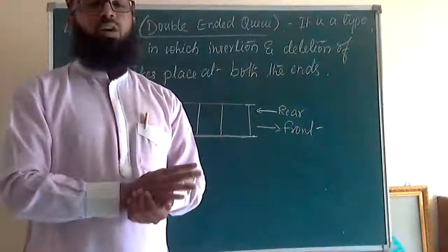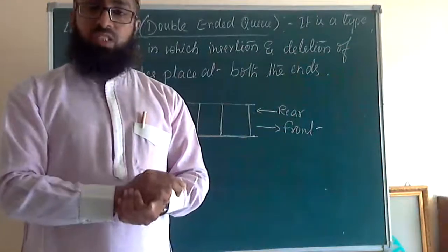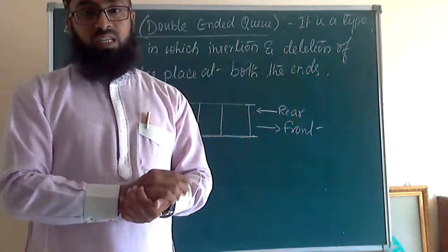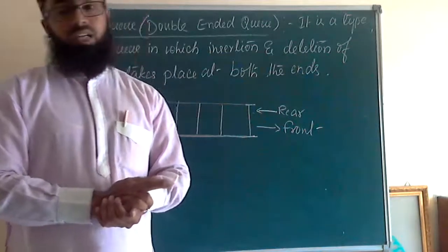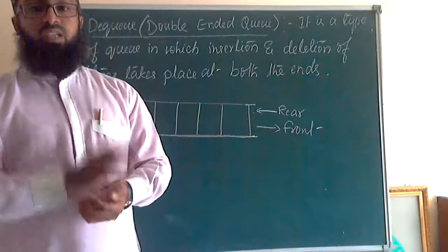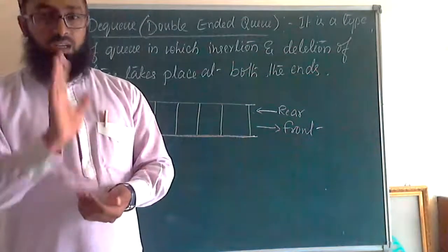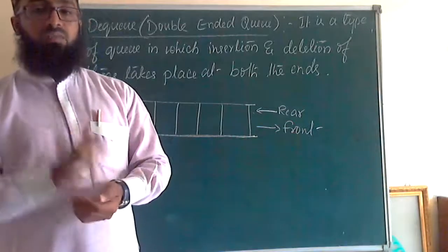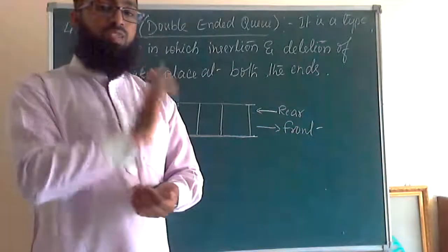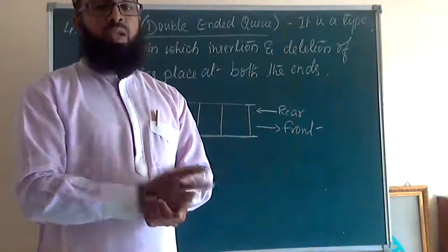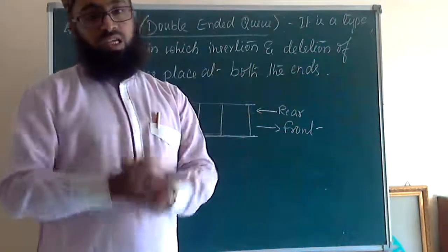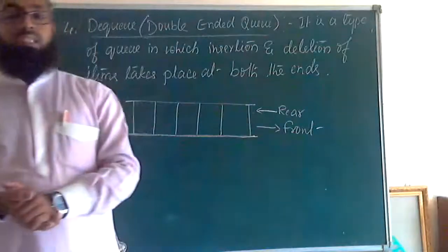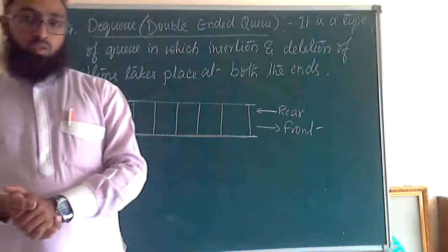The other one is priority queue, which contains items with some priority. It means from any position, insertion and deletion of an item can take place, but with some priority. And the last one is D queue, that is double-ended queue. Insertion and deletion of an item will take place from both the ends, and this type of queue can be called a double-ended queue.